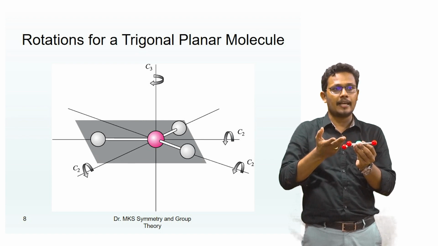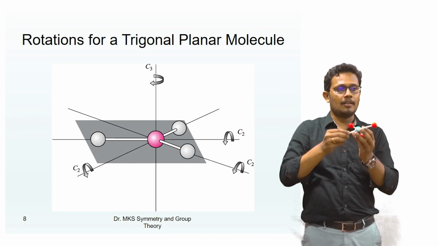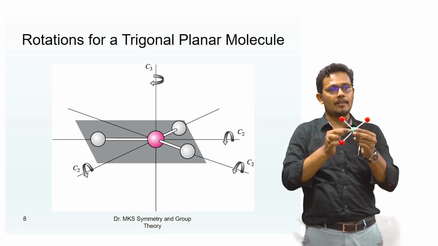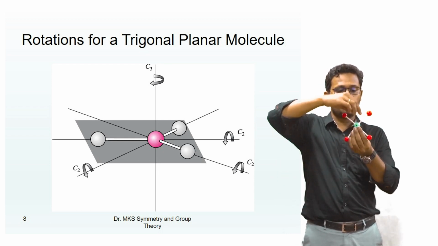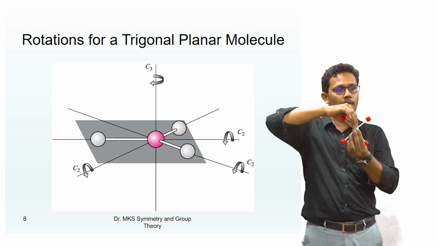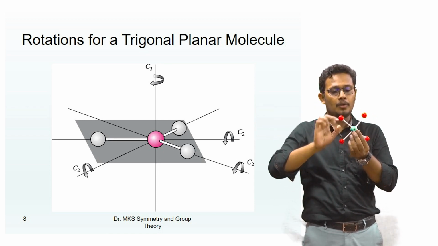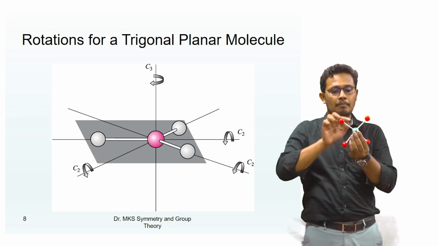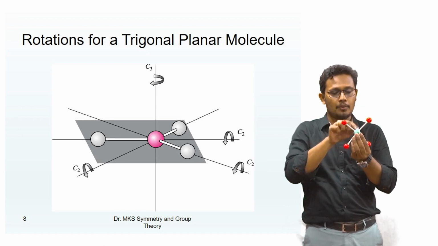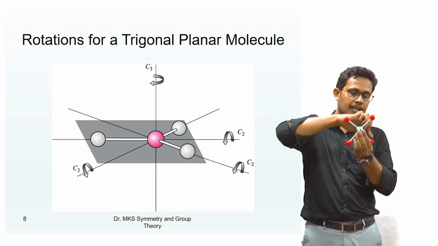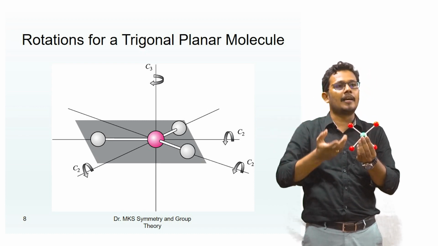D indicates dihedral. A dihedral plane is nothing but, see, here we have one C2 and here we have another C2. If you rotate 2 times, you will get the original structure. If you pass an imaginary line like this and rotate 2 times, you will get the original structure. Between these 2 C2s, we have one plane which passes through the Cl, Pt and Cl. This plane is nothing but the dihedral plane.